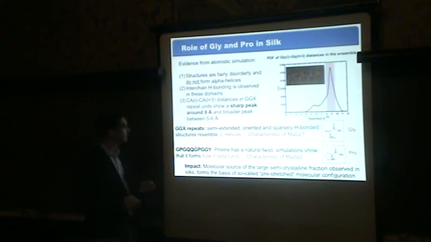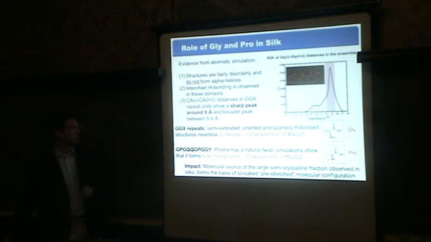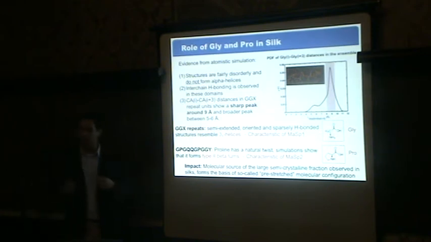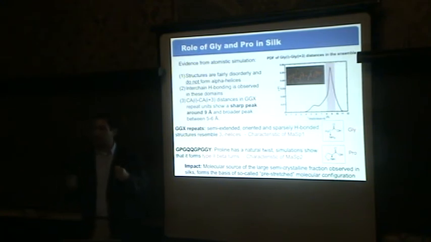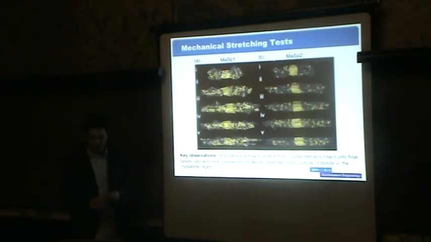The role of the first phase, which is still semi-extended and oriented to a large extent, is related to what we call the pre-stretched molecular configuration of spider silk. So as you draw the spider silk, you basically align the molecules and you have a semi-crystalline phase which gives a high initial stiffness to the material. So this is what we think is an important aspect.